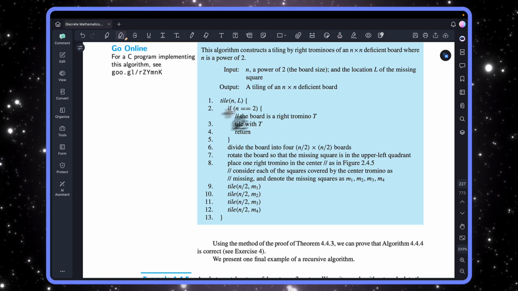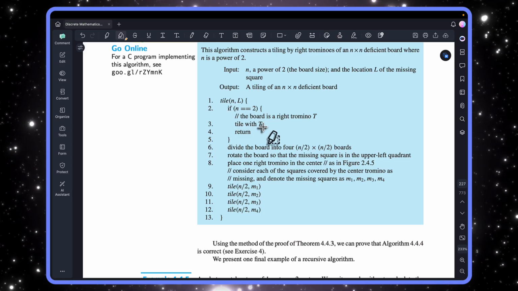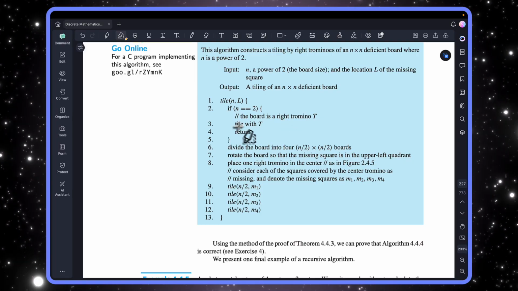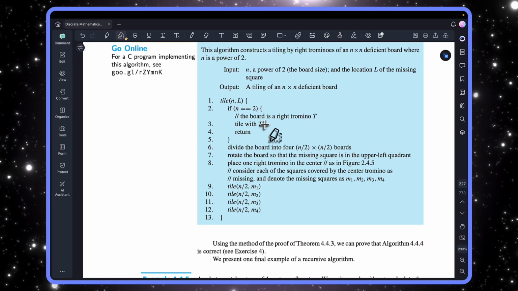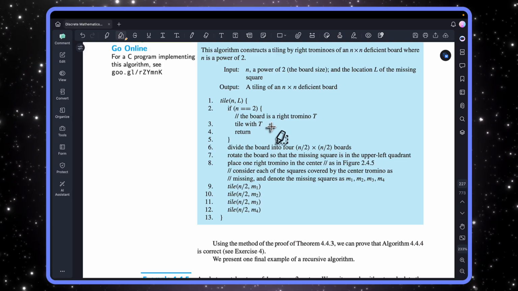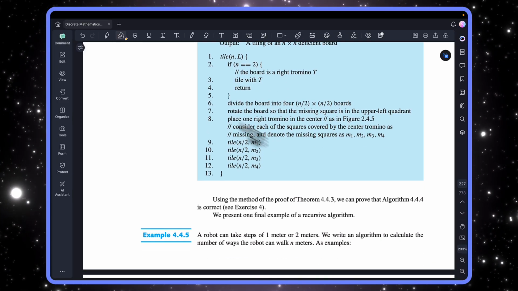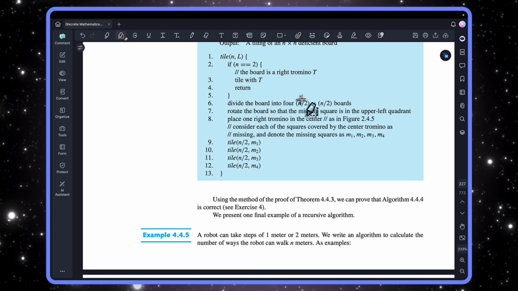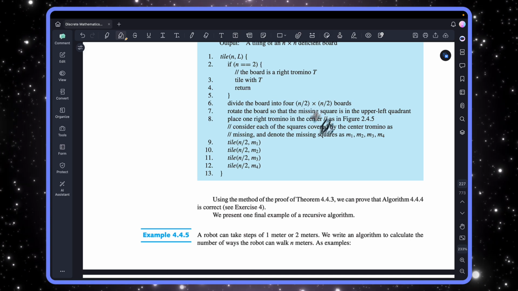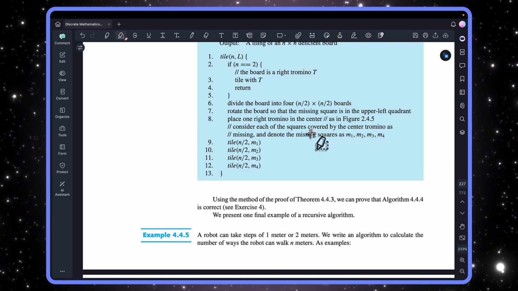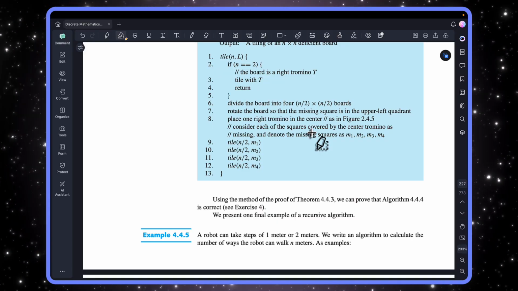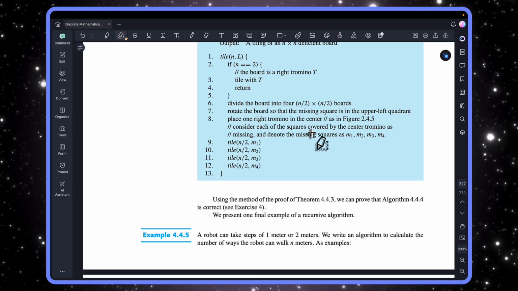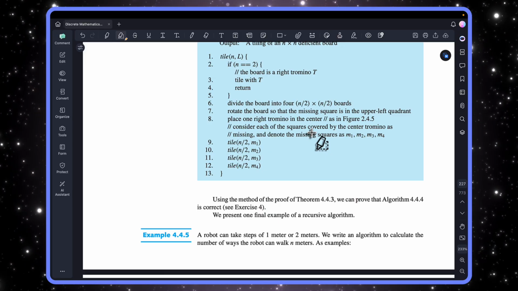So what do we do? If n equals 2, that's the simple case: the board is a right triomino T tiled with T, and then you just return it. Now the next step is to divide the board into 4 n/2 by n/2 boards. In other words, we're creating 4 smaller boards. And we rotate the board so that the missing square is in the upper left quadrant.